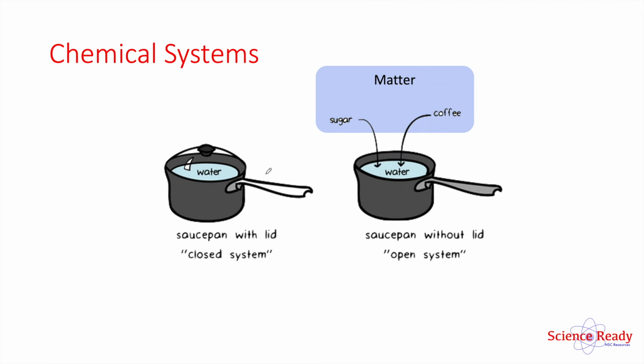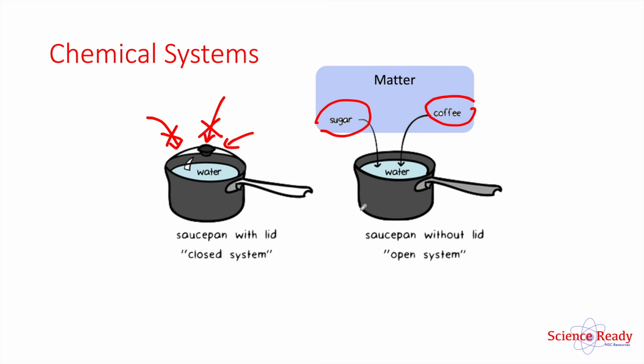Let's understand and reinforce this principle and concept by looking at a model or an example. Let's say you've got a pot of water with a lid over the pot. Now, this represents a closed system because the water that's in the saucepan will stay in the saucepan. And matter that's outside the saucepan cannot enter the pot. In contrast, we have an open system when the lid of the saucepan is removed. When that happens, matter, such as sugar and coffee, can be freely added to the system without any hindrance.